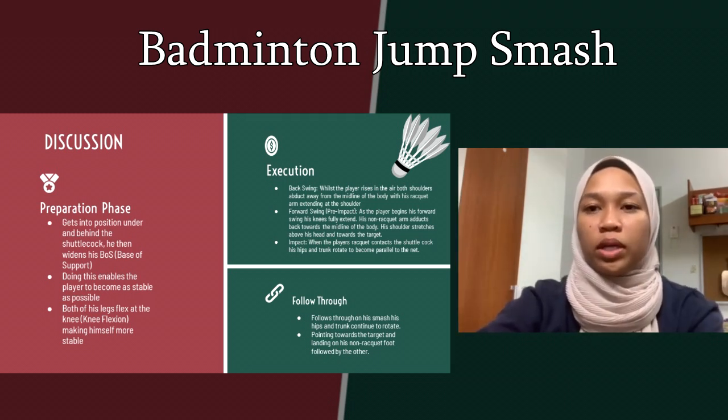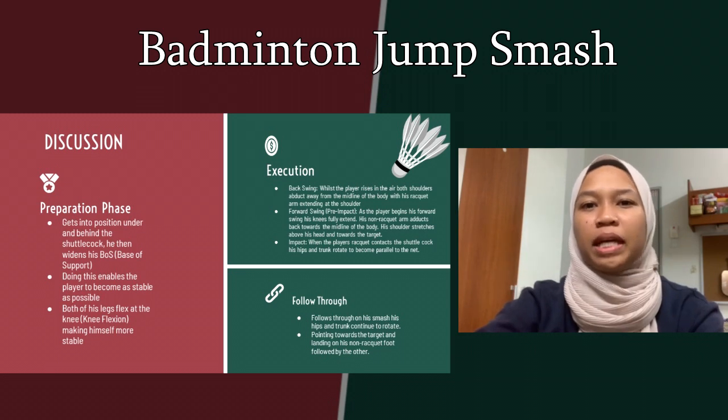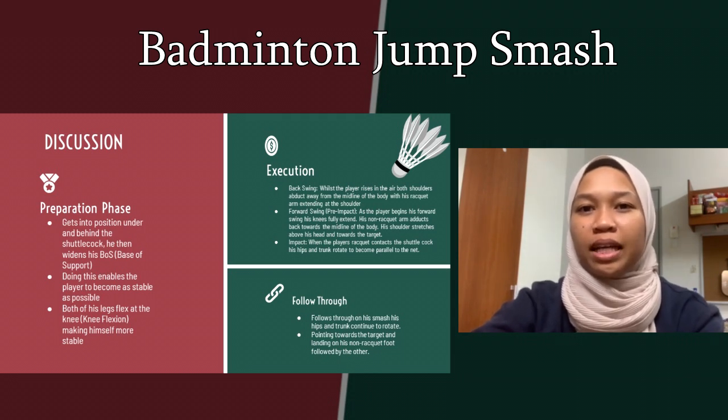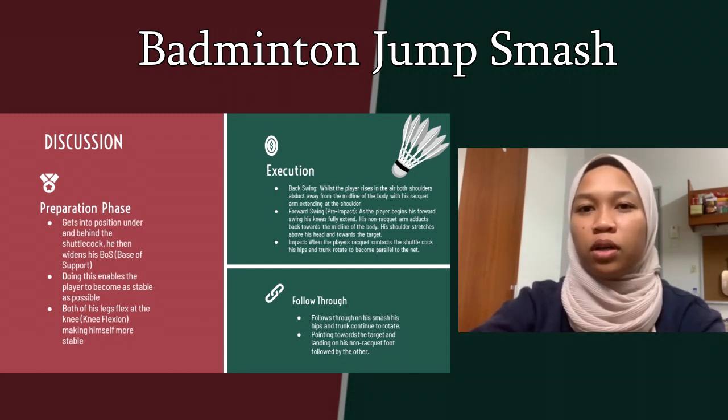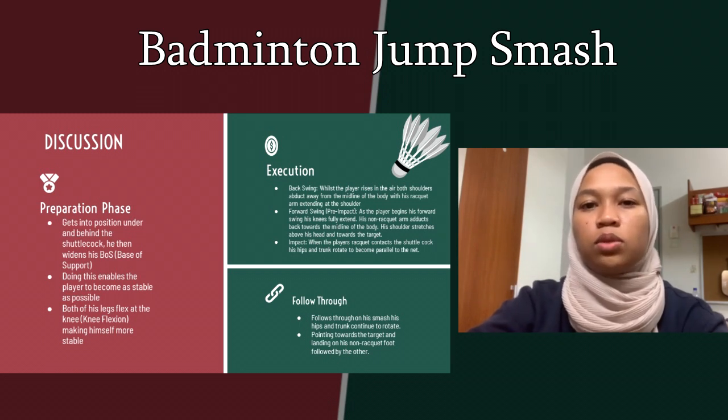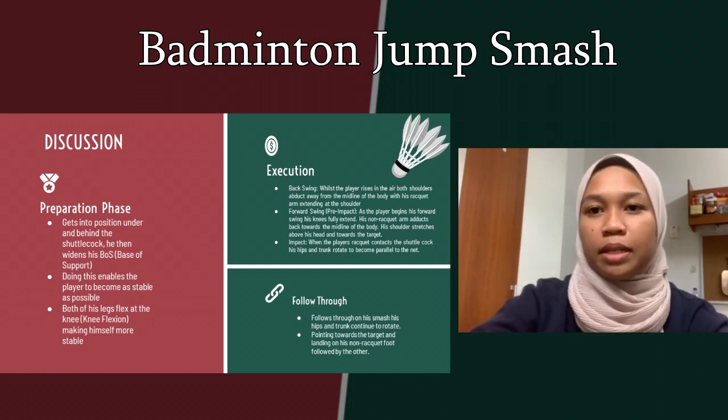So, for the backswing in execution, whilst the player rises in the air, both shoulders abduct away from the midline of the body with his racket arm extending at the shoulder, shoulder extension, flexing at the elbow, elbow flexion, and his wrist cocked, wrist extension. His non-racket arm is pointed towards the shuttlecock at all times.